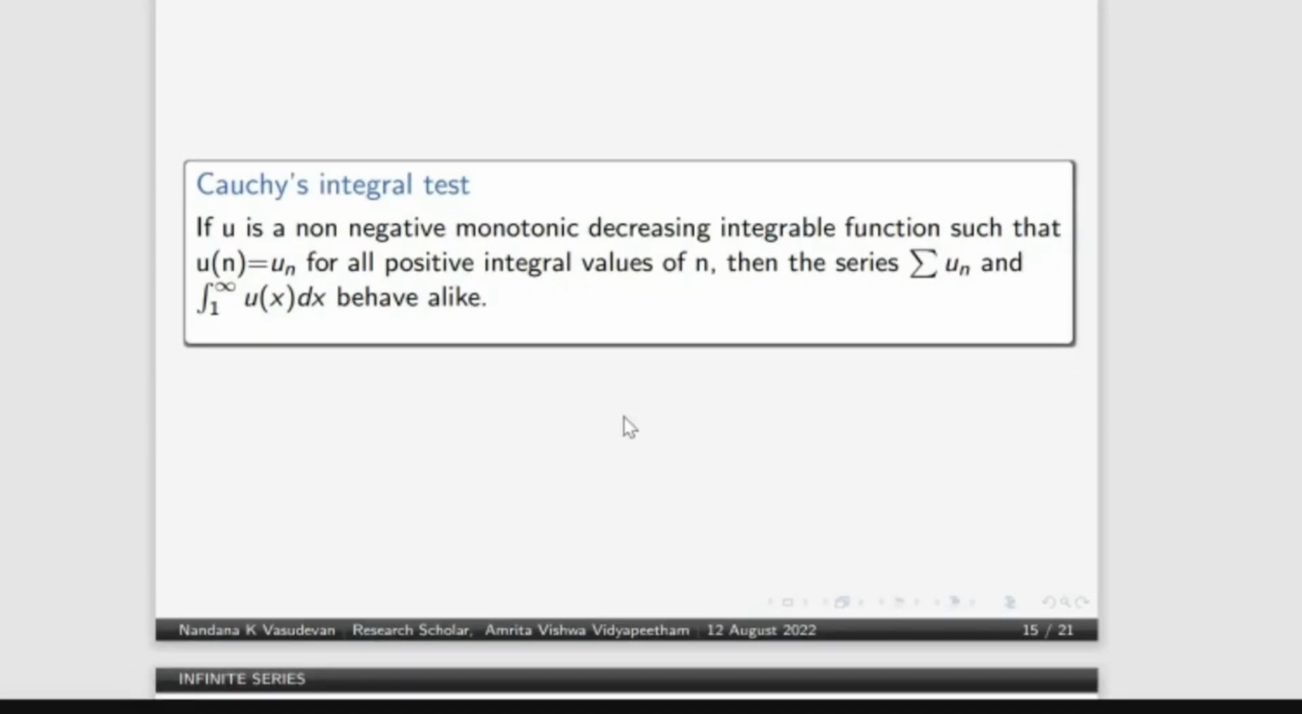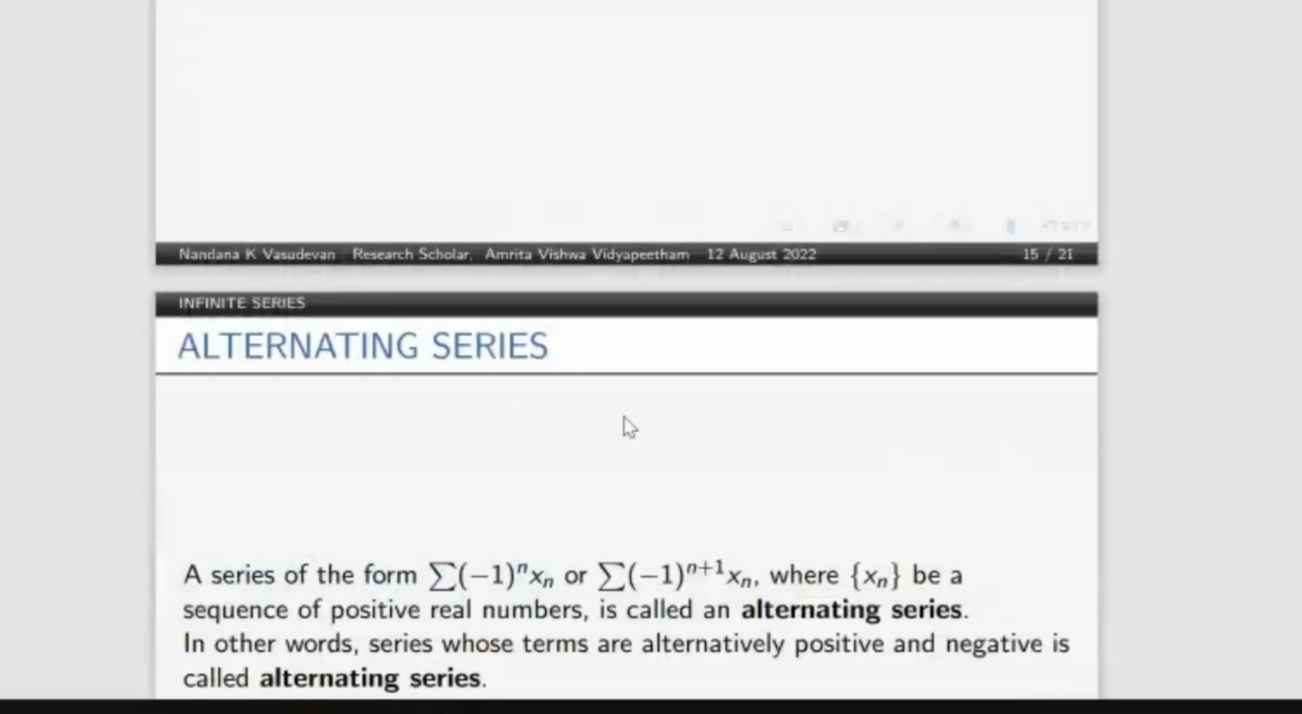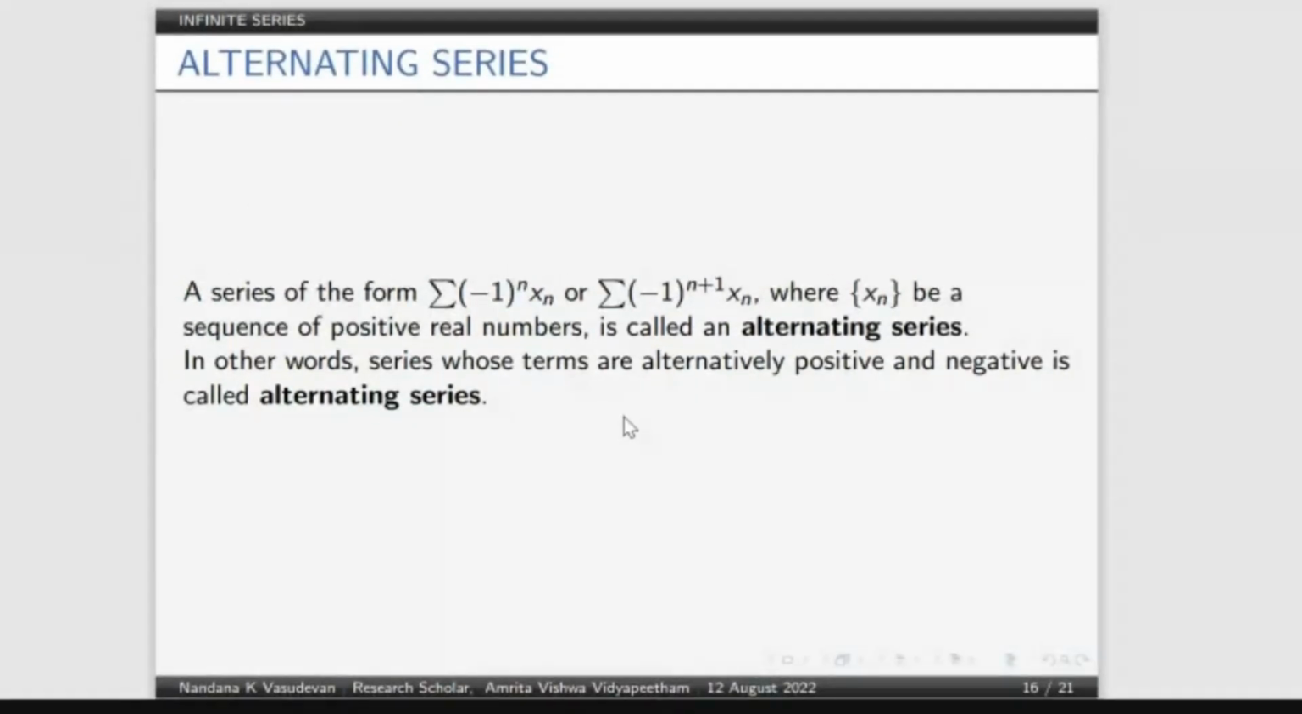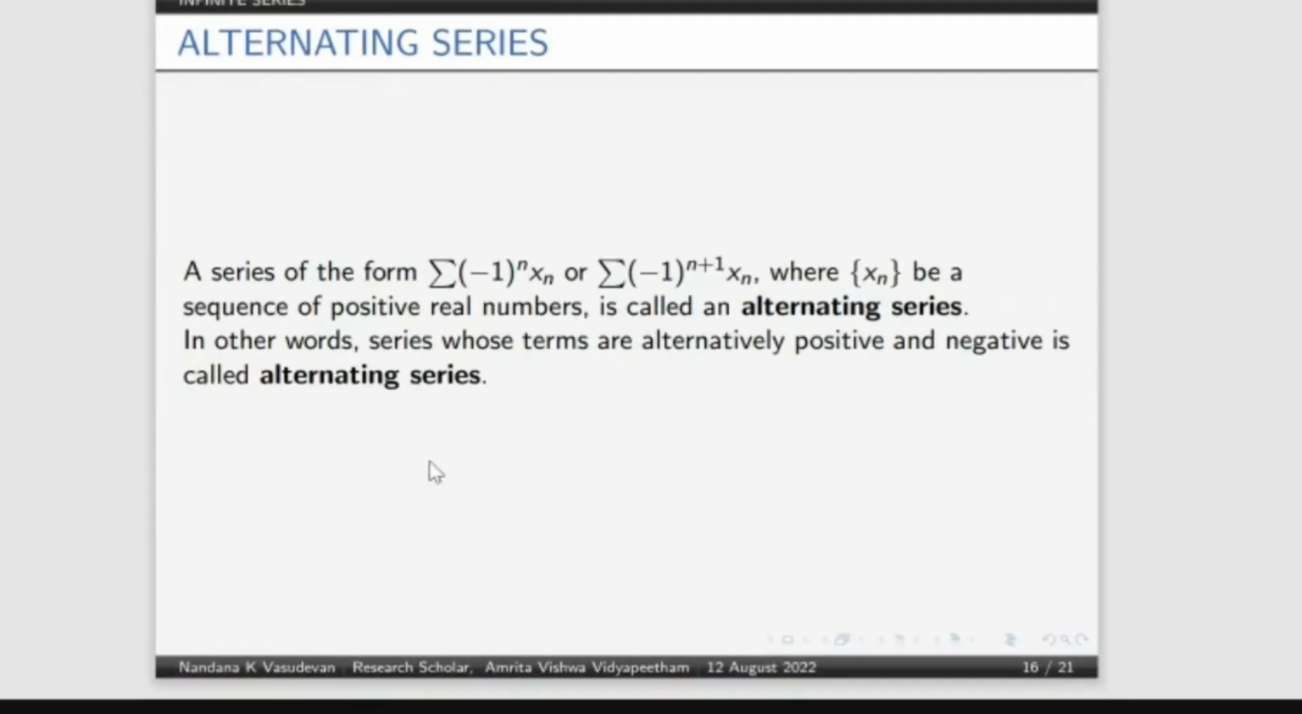Next, we are coming to another type of series, which is called the alternating series. When we were talking about positive term series, we said that every term is strictly positive. We cannot have zero or negative terms in that series. When we talk about the alternating series, just like its name states, the sign of the terms alternates between positive and negative. That is, it is of the form summation (-1)^n x_n or summation (-1)^(n+1) x_n. Usually we use the first notation only. That is what is called an alternating series.